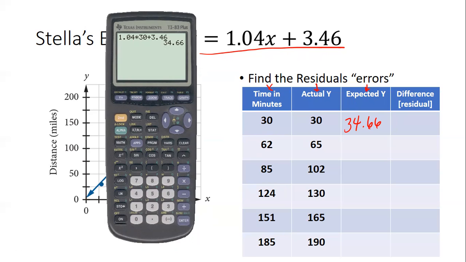So my expected value from here is 34.66. That is option one, plugging in. That is the way that you've learned before. When given the X, you plug it in, right? Now we're going to talk about working smarter and not harder.